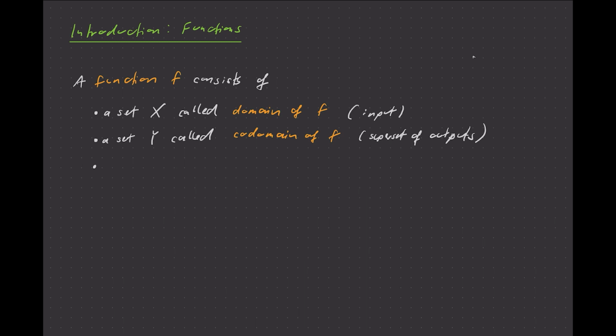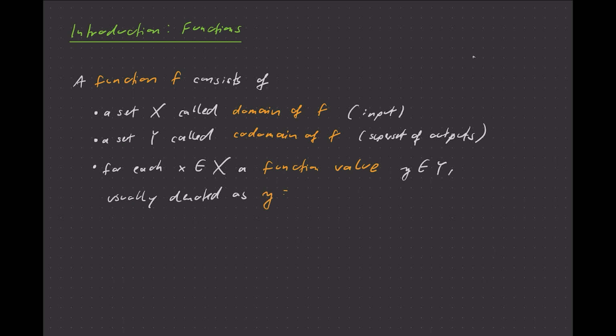Okay, and that's the third part of a function, this definition. So for each x in the domain, capital X, a function value, let's denote that by y in capital Y. And the usual notation for this, so this is usually denoted as y equals f of x. So f of x is the function value assigned to the input value x.